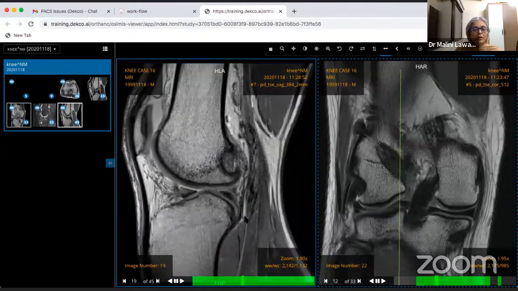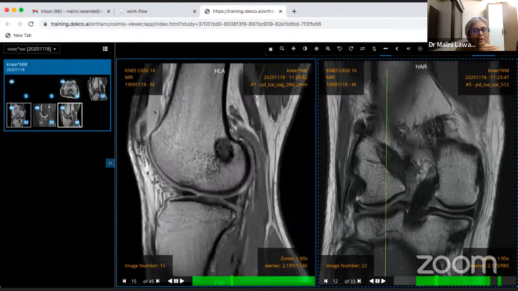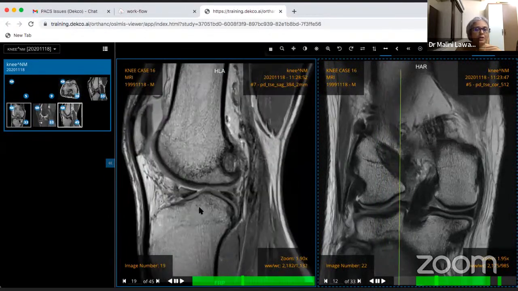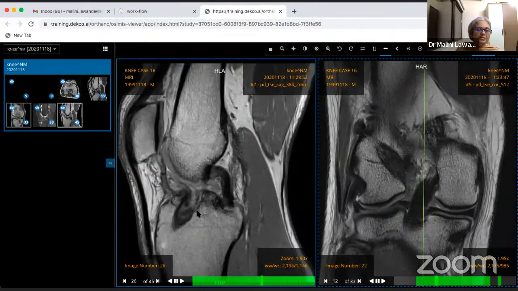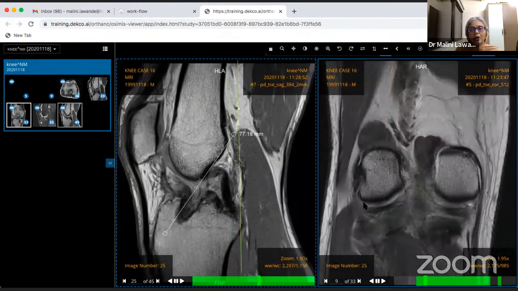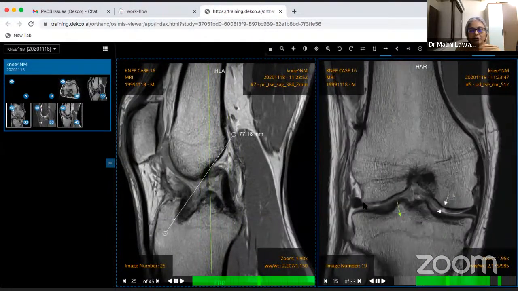How do we make out ACL post repair or not? So we look at the femoral tunnel. You can see the femoral tunnel, you can see the tibial tunnel. So you know that this is post ACL reconstruction. And what was the other question?